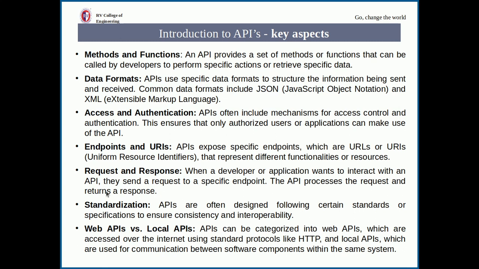So these are the key aspects of APIs, with respect to different types of APIs, like web APIs versus local APIs. Web APIs are categorized as APIs which support web applications, and local APIs are used for communication between software components within the same system. A web API will interact over the internet using protocols like HTTP. There are various web APIs being used. It is basically a standard to communicate with web applications.